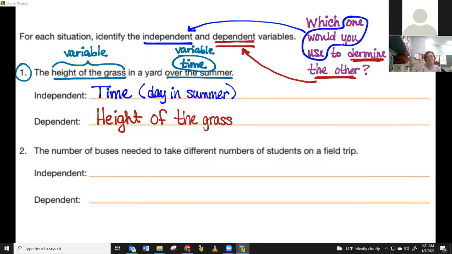You're like, yeah, I figured. Haven't been out there in a while. Time has continued to pass. And if you knew how fast grass grew, you could probably make a reasonable prediction about how tall the grass is. But you know that as time passes, if nobody's going out there and mowing it, the grass is going to be getting taller and taller and taller. That's why it is our dependent variable. All right.